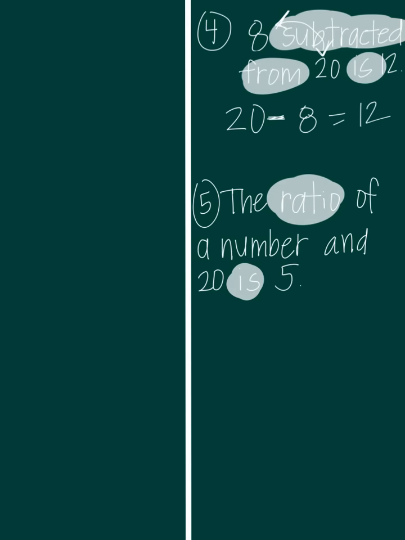Number 5, the ratio of a number and 20 is 5. So ratio is division. So I'll draw my fraction bar to show division. A number, we'll use any variable, we'll use j here. J over 20 is 5.